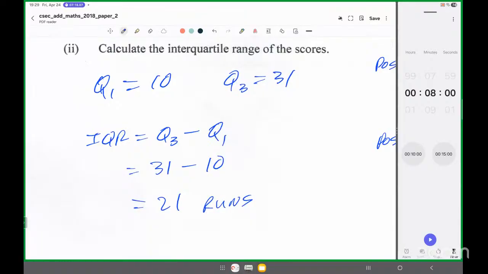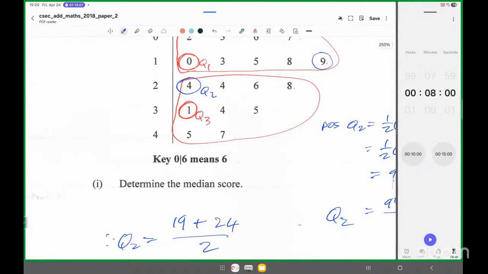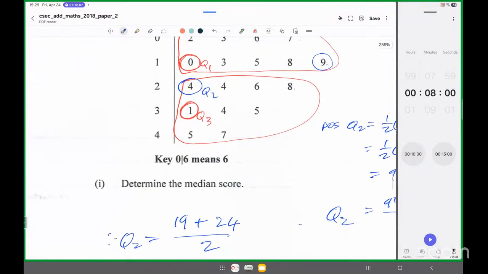No, you have to subtract. It's Q3 minus Q1. The interquartile range is the difference between the upper quartile and the lower quartile. Q1 and Q3 are the middle of the bottom half and the middle of the top half.